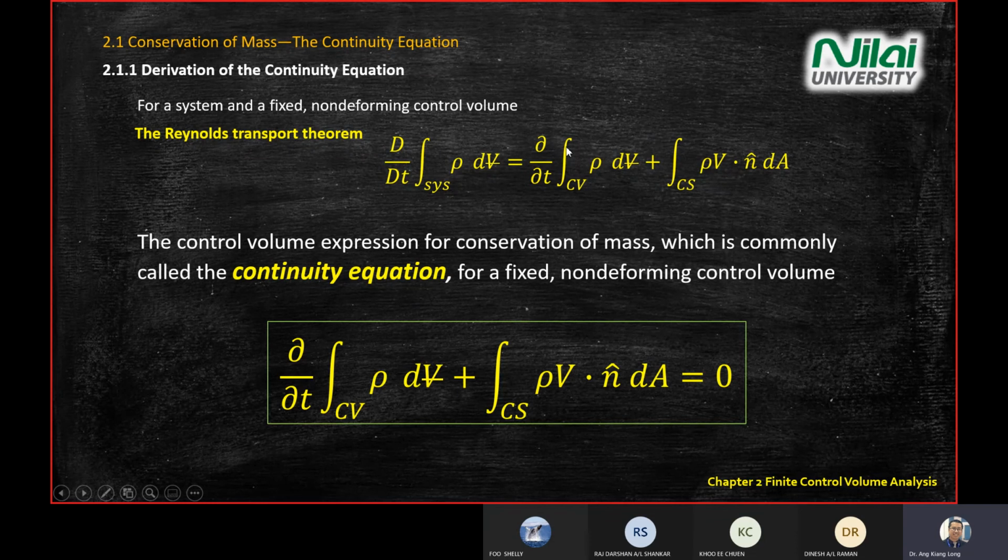From this equation, if you write it in your answer sheet, you get marks. And when the question asks you to apply the continuity equation, you write CV plus CS equals 0, then you get another point. You score another point for that.